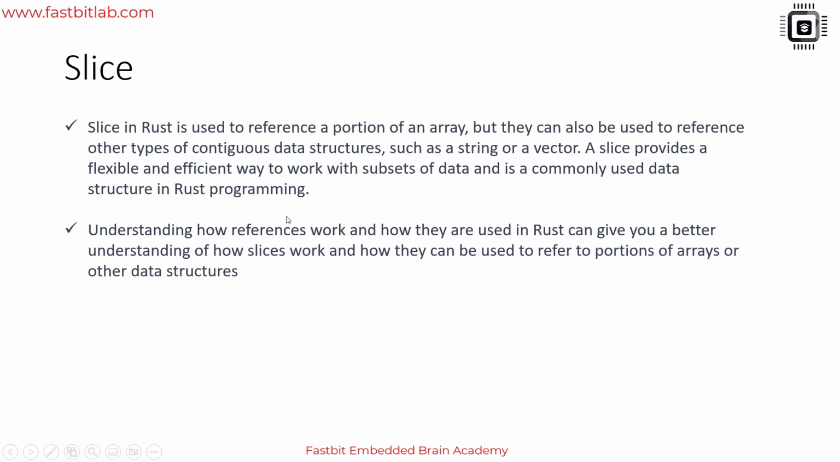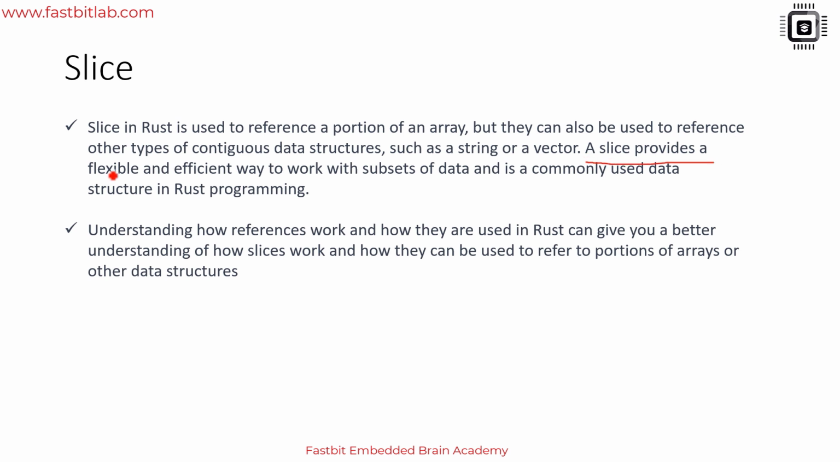In this lecture, let's understand the slice data type. It is one of the very important data types of the Rust programming language. What is a slice? A slice in Rust is used to reference a portion of an array, but it can also be used to reference other types of contiguous data structures, such as a string or a vector. A slice is nothing but a reference to a portion of a contiguous data structure.